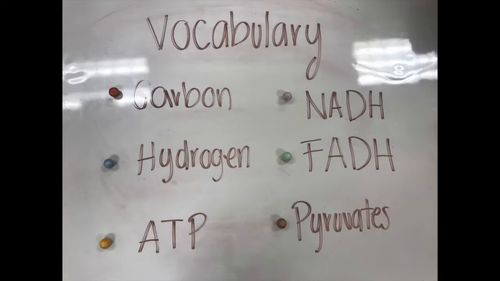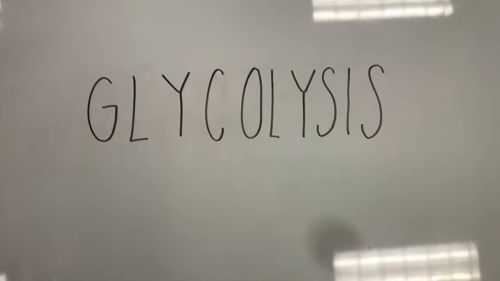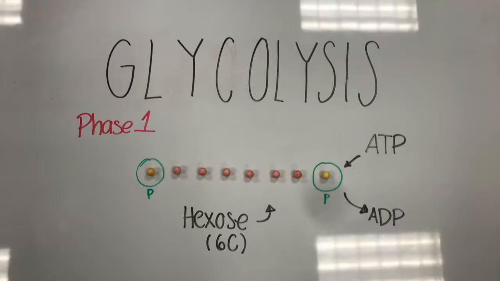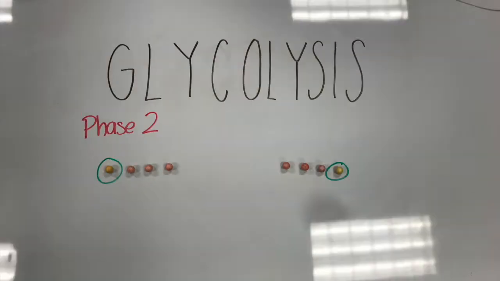So in this video I'm going to take you on a quick tour of glycolysis, a process that is crucial in cellular respiration. In this picture we have our glucose molecule, which is a hexose sugar, meaning that it has 6 carbons. And then in phase 1 of glycolysis, phosphorylation occurs, where ATP is converted into ADP through hydrolysis, with the help of an enzyme called hexokinase.